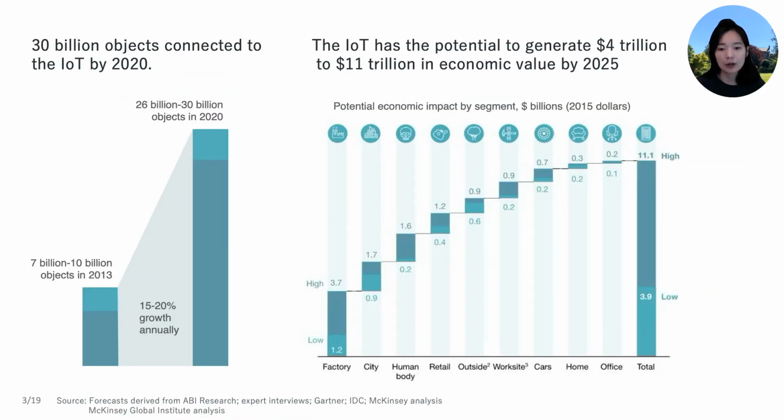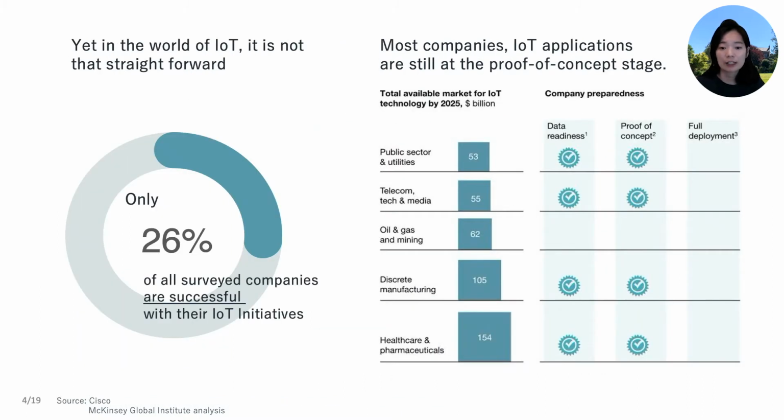Okay, so as we all recognize, the number of IoT devices is increasing, and it is estimated that the economic value of IoT will potentially be around 4 to 11 trillion by 2025. However, only 26% of all surveyed companies are successful with their IoT initiatives, and most of their IoT applications are still at the proof of concept stage. It is identified that one of the reasons is the lack of development experience, and the researchers argue that it is time to reframe NPD processes for IoT.